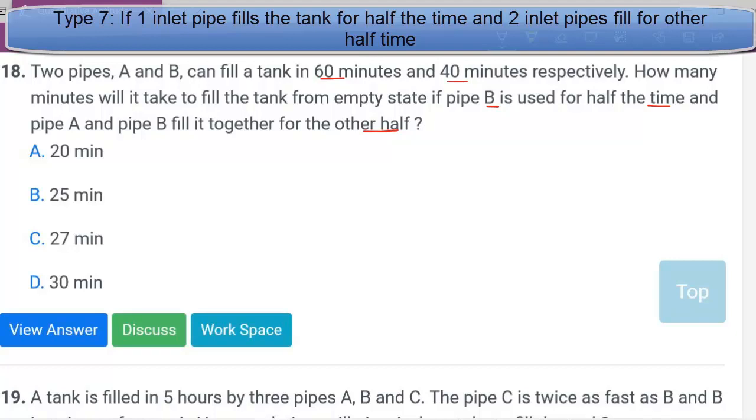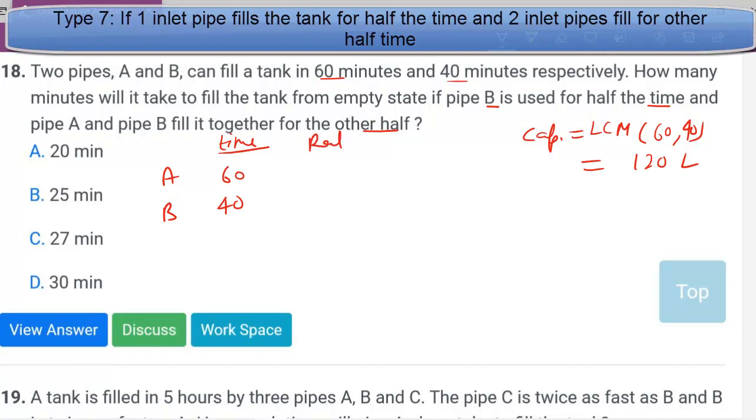Two pipes A and B, they are taking 60 and 40 minutes. I'm just writing time. So the first thing we have to do is to assume the total capacity of the tank. So total capacity should be assumed as the LCM of 60 and 40. This will reduce the calculation. So this has to be 120 liter. Here I am writing rate, that means liter per minute it is being filled. For pipe A, the rate is 120 by 60, that means 2 liter per minute. For pipe B, 120 by 40, that means 3 liter per minute.